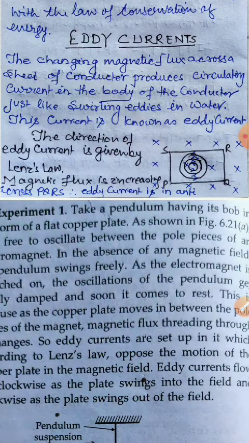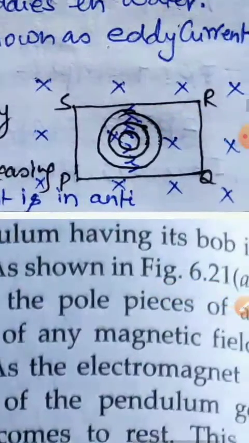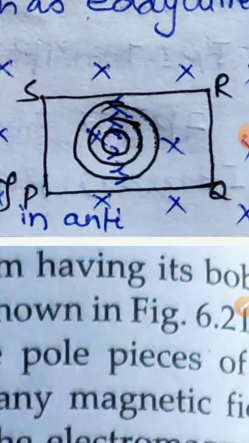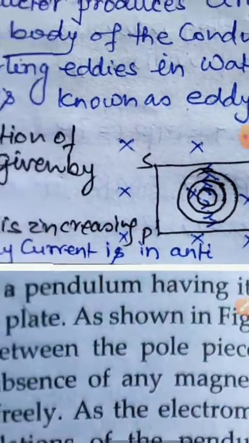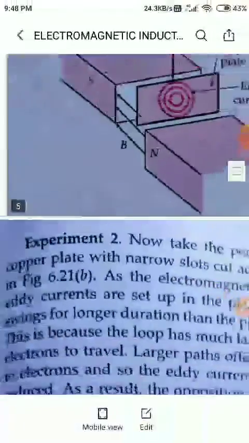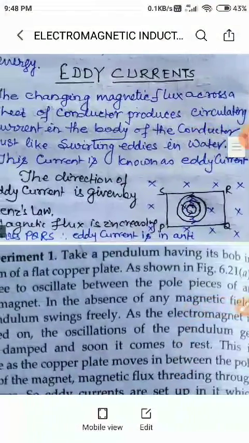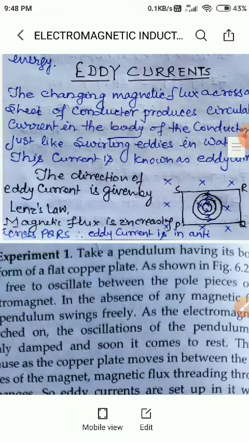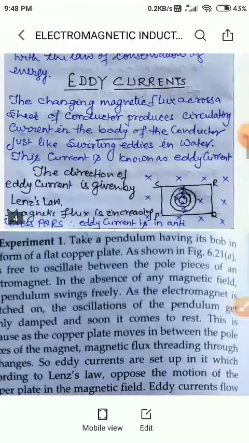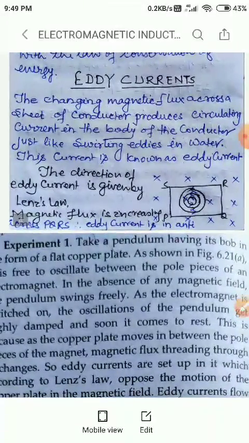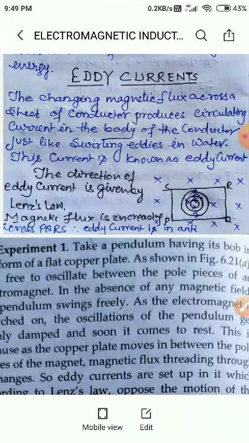You can see in the diagram the current that is set up in this sheet PQRS. Circulating current is set up in the body of the conductor. This current is known as eddy current. How is it generated? It is generated due to changing magnetic flux across the sheet of the conductor, and the direction of induced current is given by Lenz's law.